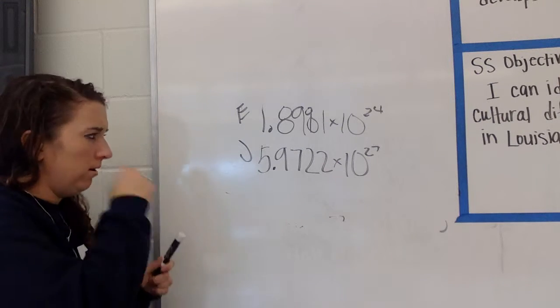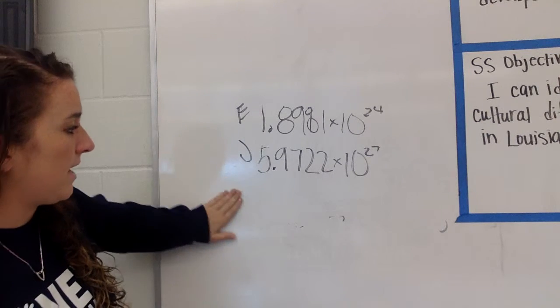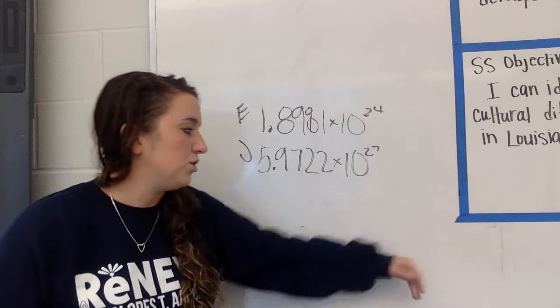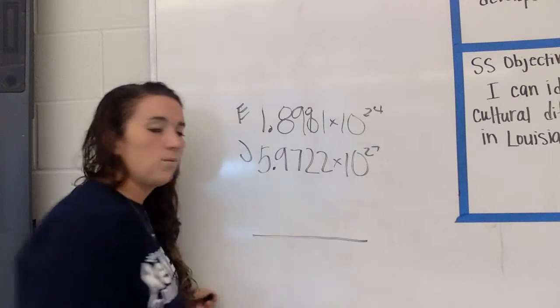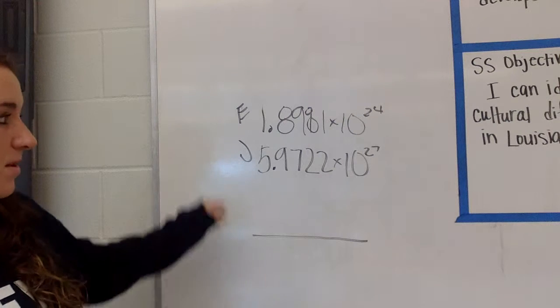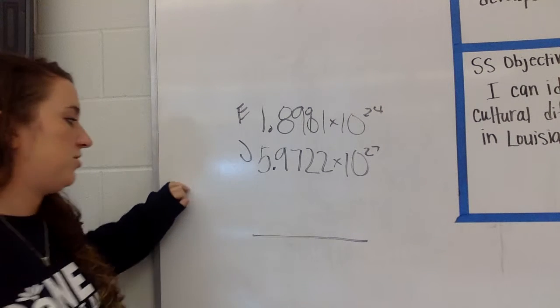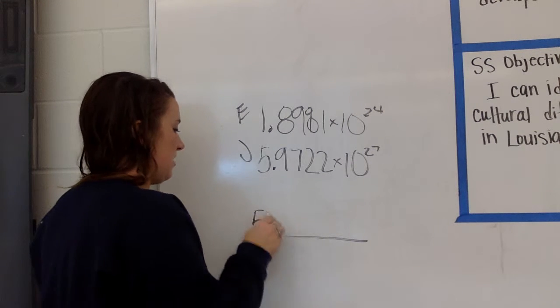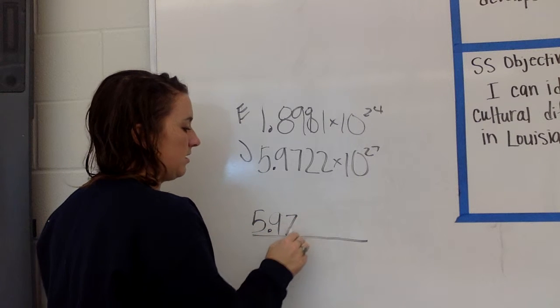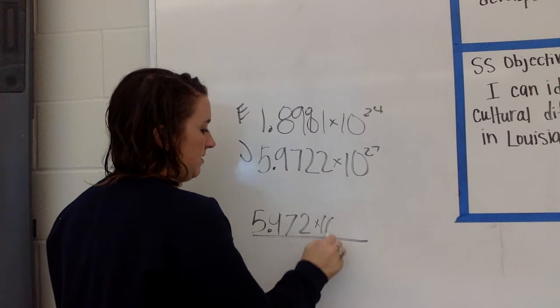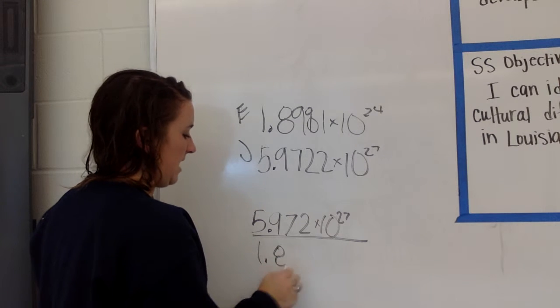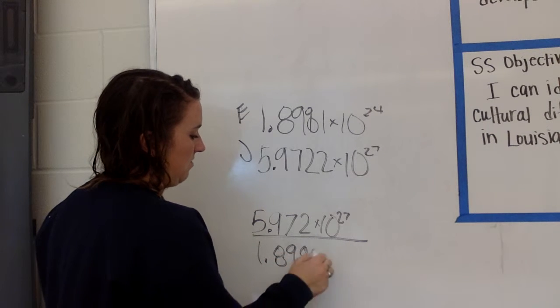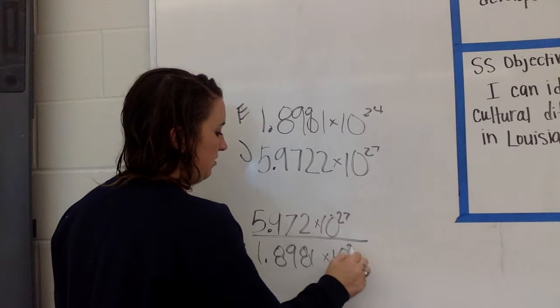But so now I have Earth and Jupiter, and I want to know how many times greater Jupiter is. So I'm going to divide. Which one will go on top? Which one is bigger? Right, Jupiter is bigger. So I'm going to put Jupiter on top. And then my denominator will be 1.8981 times 10 to the 24th.